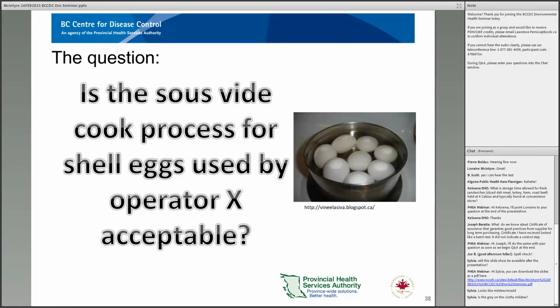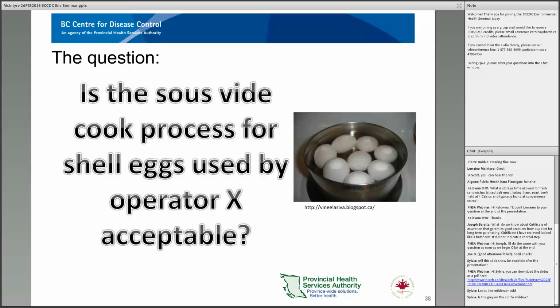Okay, here's my favorite subject. Seems like everything is sous vide these days. Since we got our sous vide guidelines out last September, we just keep getting more and more questions. And here's one that we got this year from Vancouver Coastal. I should say thank you to all the inspectors that submit these questions. So is the sous vide cook process for shell eggs used by a particular operator acceptable?